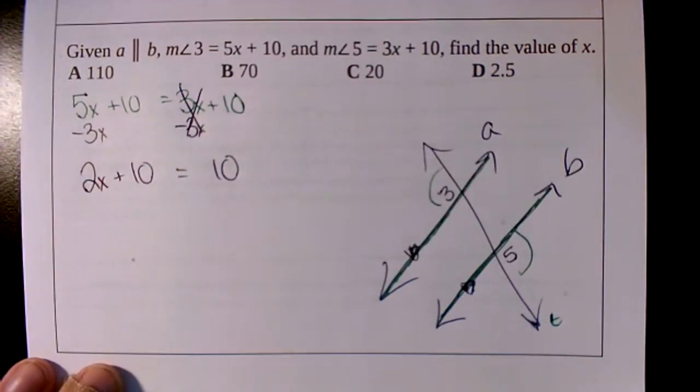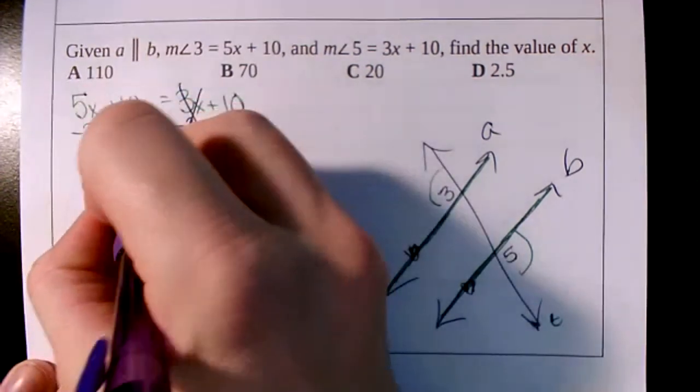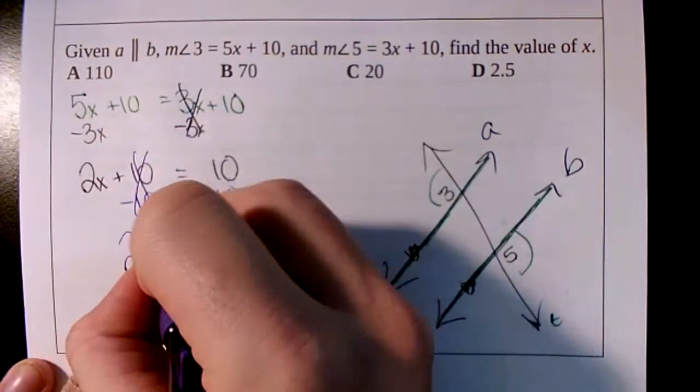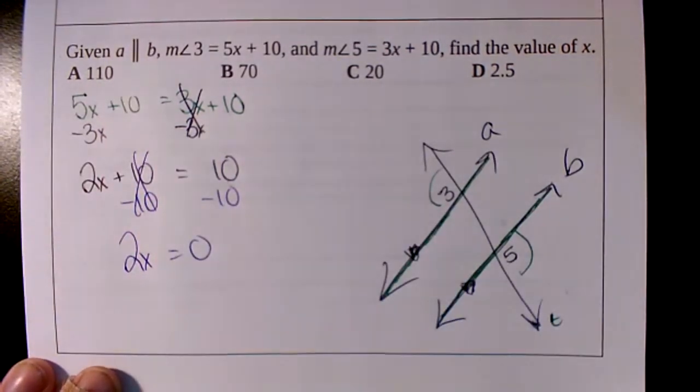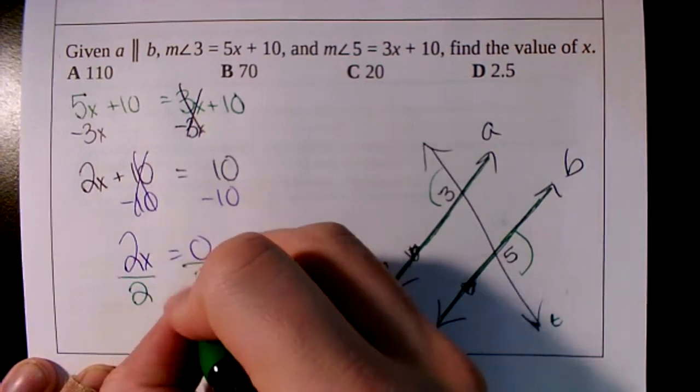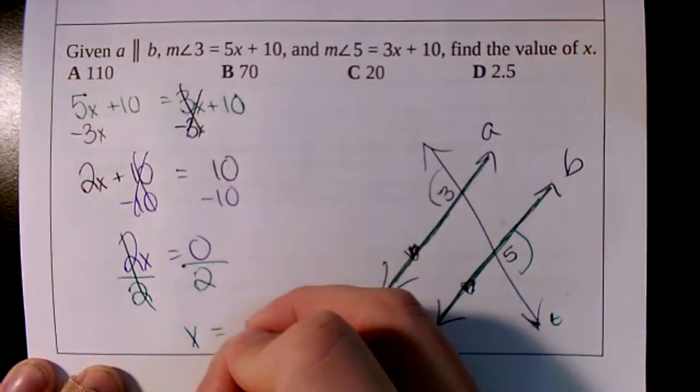Any answers yet? Santi, good. Subtract 10, cross you out. 2x is equal to 0. Divide by 2, x is equal to 0.